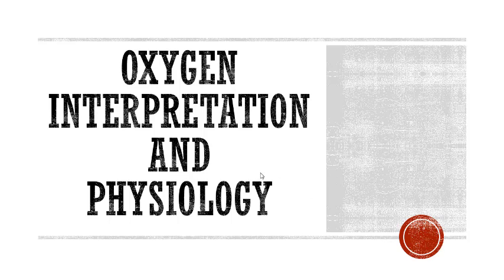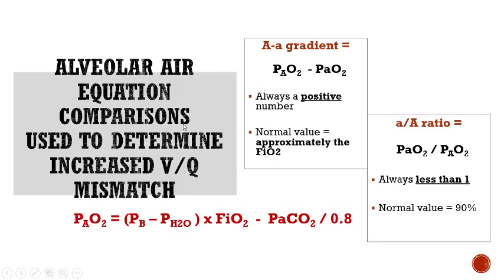Okay, guys, we're going to look at how we interpret oxygenation, specifically when we're looking at alveolar oxygen versus arterial oxygen. So the first thing I want to talk about is the AA gradient and the AA ratio.